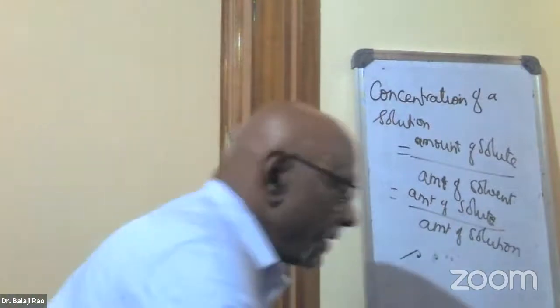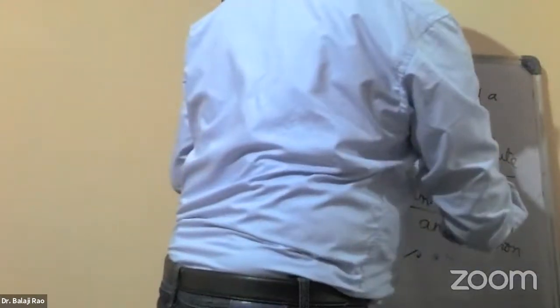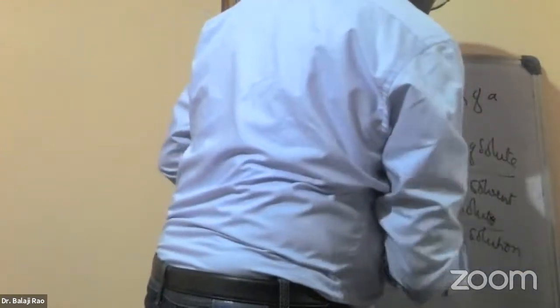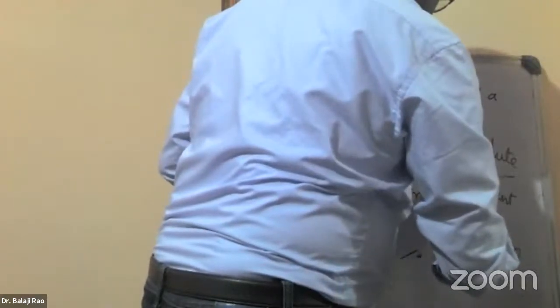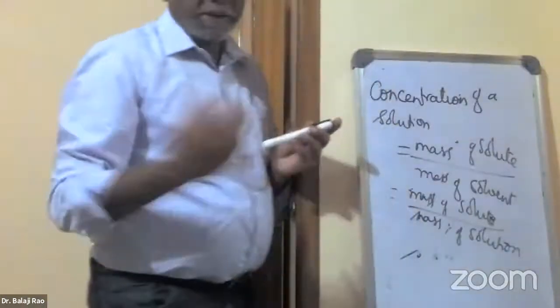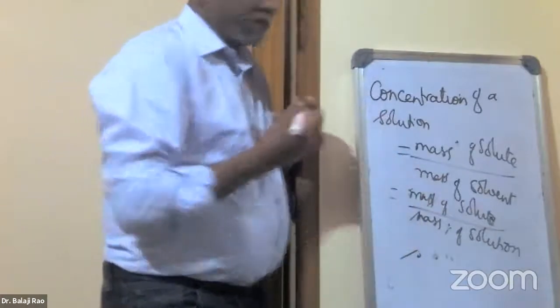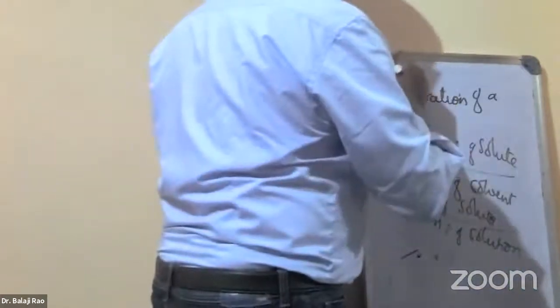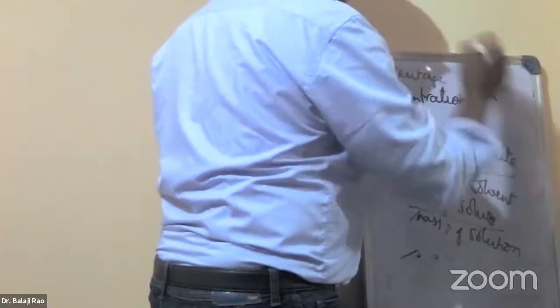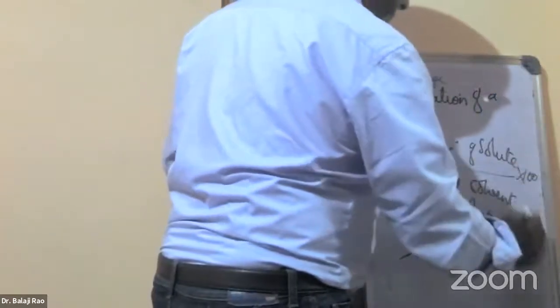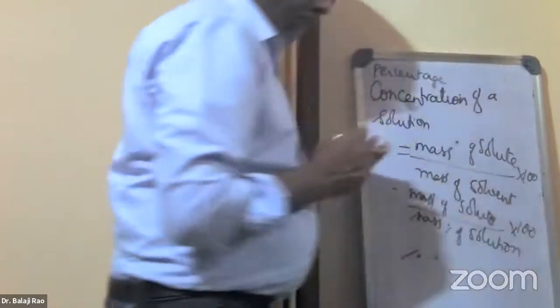Instead of amount, let us make it more specific. We'll write it as mass of solute, and here also we will make the same rectification. So here we write mass, and here again mass. But then we need to quantify this, right? We just can't take a ratio. We always talk about percentage. So percentage concentration of a solution is multiplied by 100.